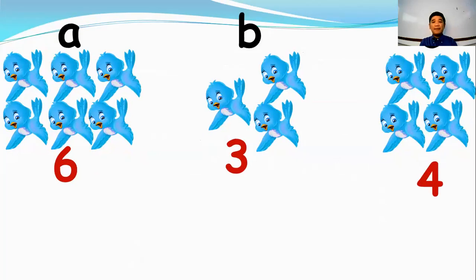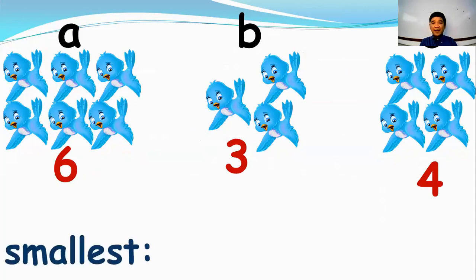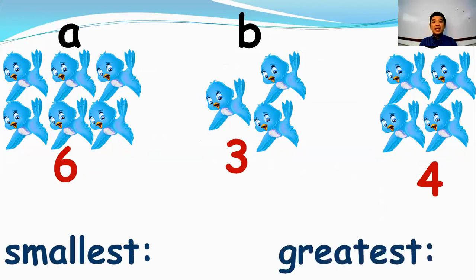And then another one. In this given set, for the letter A we have 6 birds. For the letter B, only 3 birds. And for the letter C, 4 birds. Let us identify the smallest number and the greatest number. The smallest number is 3. And the greatest number is 6. That's right.